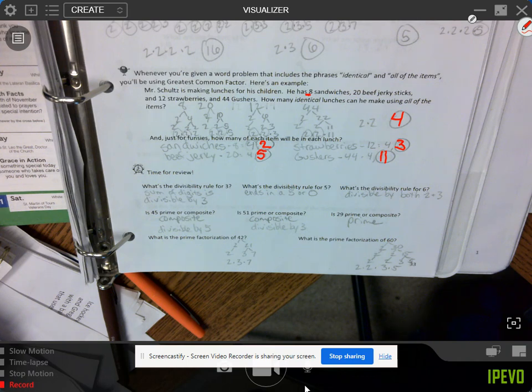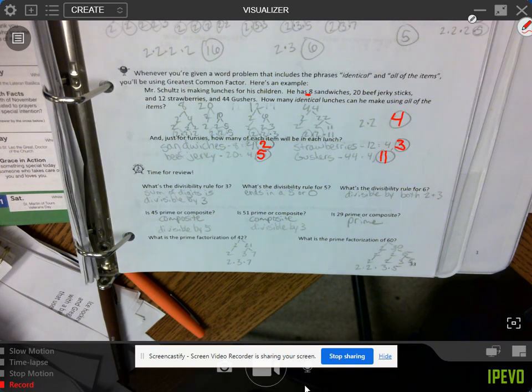Madison. So I did that. I did all those steps, and then I also put how many items would be at each lunch. So I got 21 items, 11 plus 3 plus 5 plus 2 equals 21. So with 2 sandwiches, 5 beef jerkies, 3 strawberries, and 11 gushers, there are how many? 21 items in each lunch.